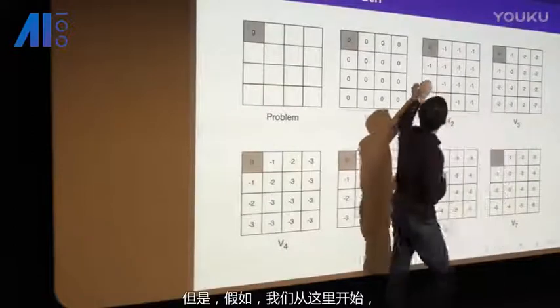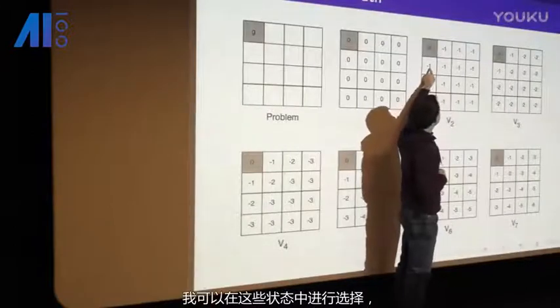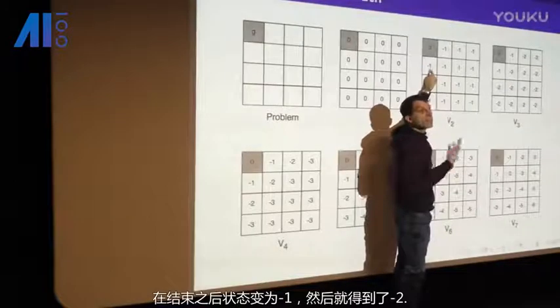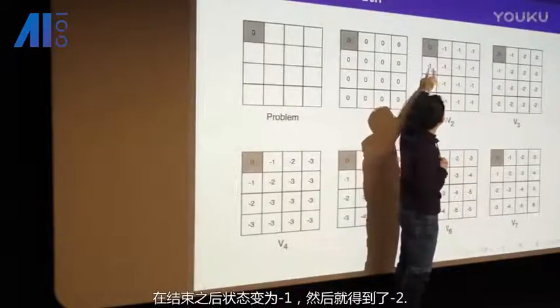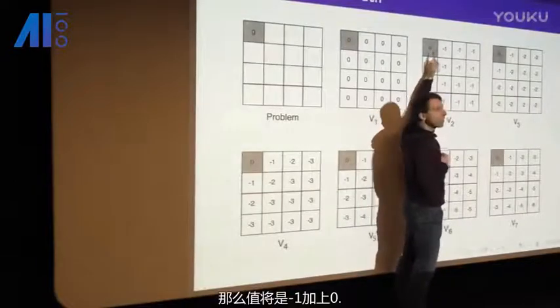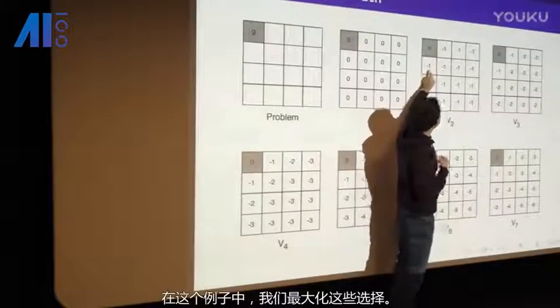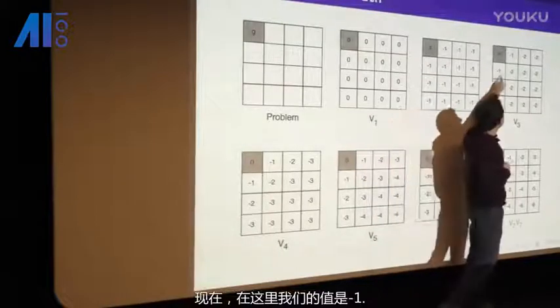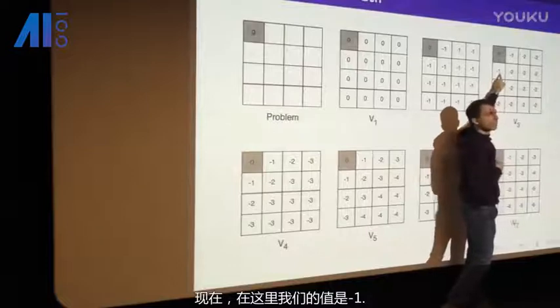But if we start with this state here, I can choose between these states, which will have a reward of -1, and then I'll end up in a state with -1, giving me -2. I can also choose to go up here, which has a value of -1 plus 0. And so in this case, we maximize over those choices. We get to pick the best one. And so now we fill in a new value of -1 here.